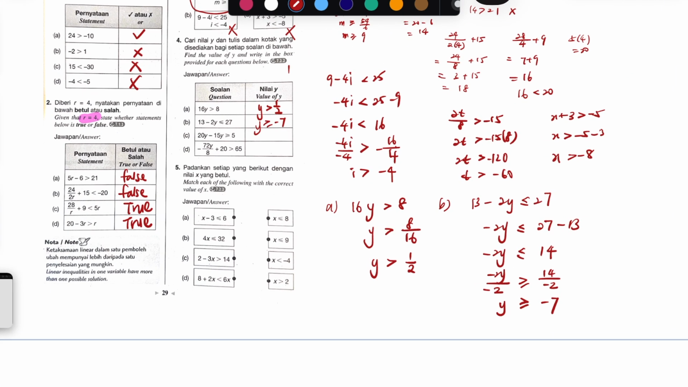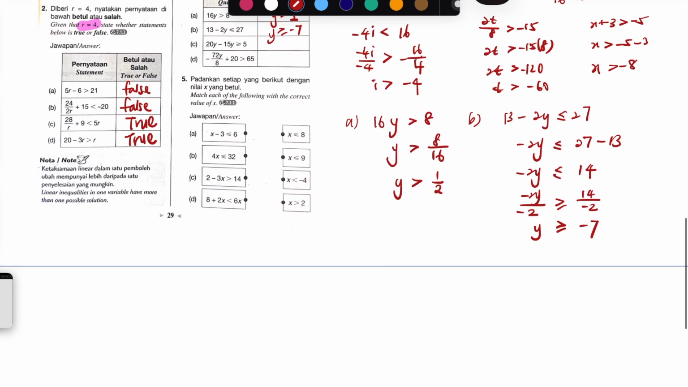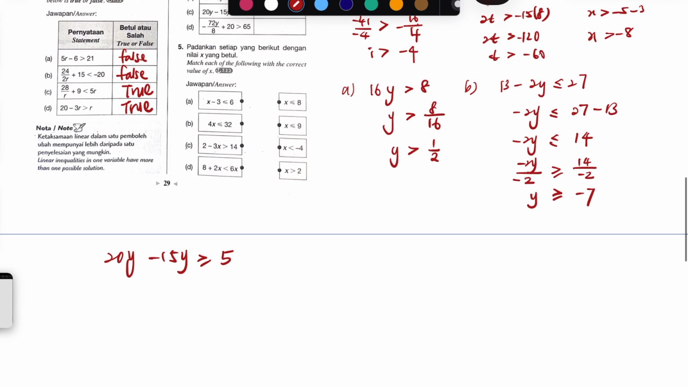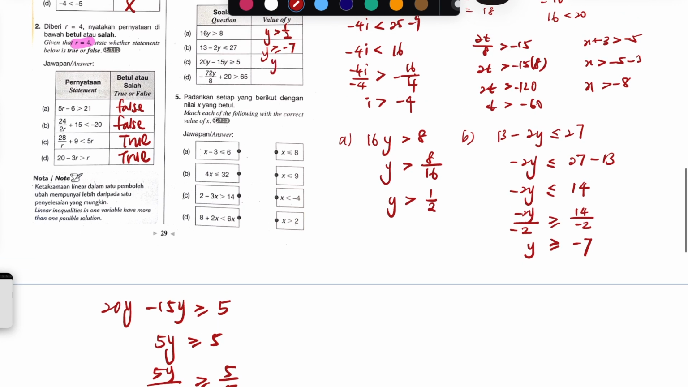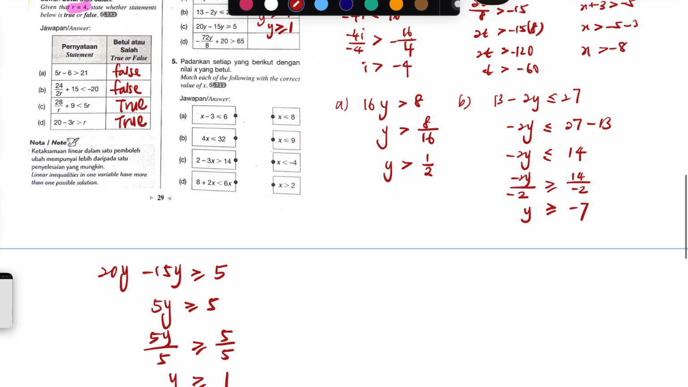Okay. How about C? C is 20y minus 15y greater than 5. Okay, so like just now, 20y minus 15y. We can do 20 minus 15, so it becomes 5y. So 5y greater than 5. So 5y divided by 5 greater than 5 divided by 5. So y greater than or equal to 1. All right, this is simple, right? So write it down.